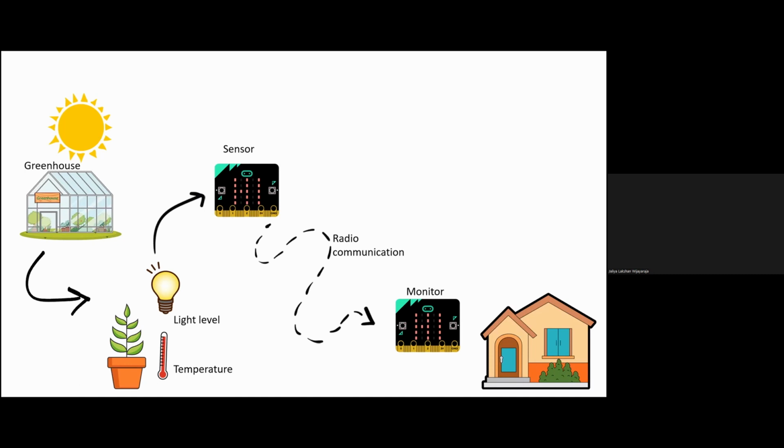When I press A, it should show the temperature. And again, if I press the same button, it should show the light level. So that's the task I want to do. We will do it, and in this activity, you have to do it by yourself. I will help you and guide you, and you can do the task.